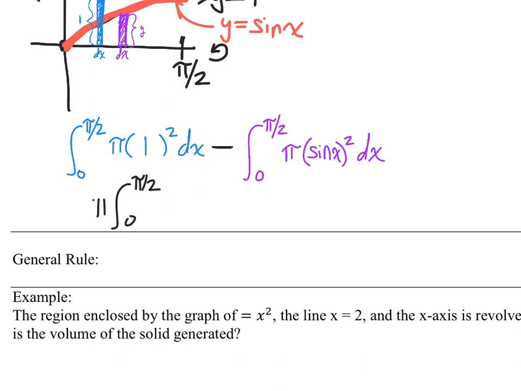I pull out the pi from the whole shebang. We're going to have 1 squared minus sine squared dx. All right. That you can put in your calculator. I mean, you can simplify it if you want, because it ends up being 1 minus sine squared, which is cosine squared. So it's a little bit nicer, but this will be a little bit cleaner.